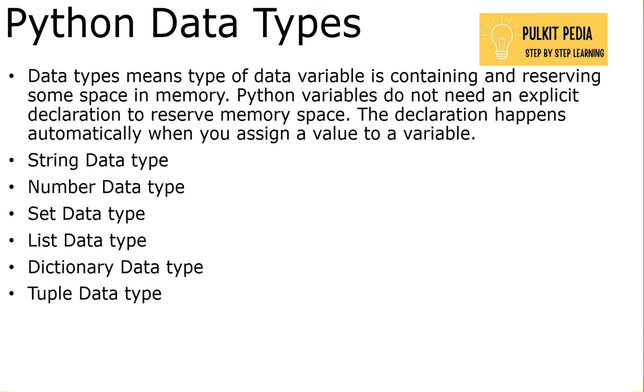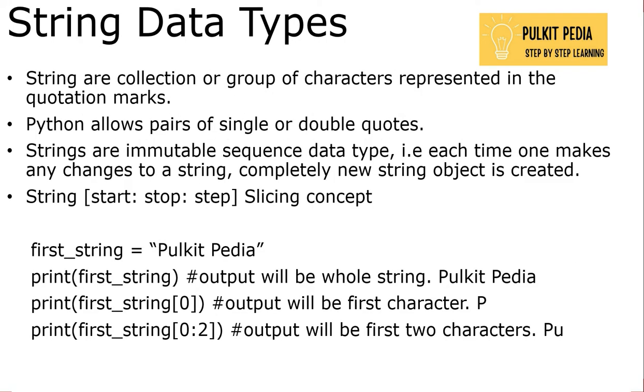In Python, we don't need to declare a variable first and then assign a value. As we declare the variable, we define the value to it, and accordingly the memory space will be allocated to it. Various kinds of data types are available in Python, like string, number, set, list, dictionary, and tuple. We'll be discussing them in upcoming videos. Today we'll be focusing on the string data type.